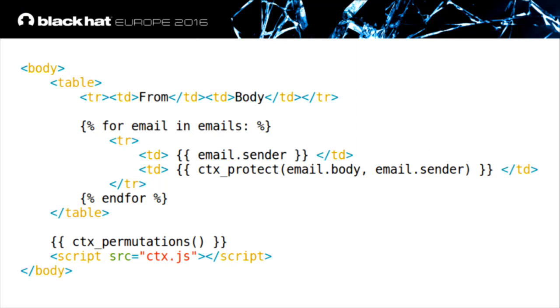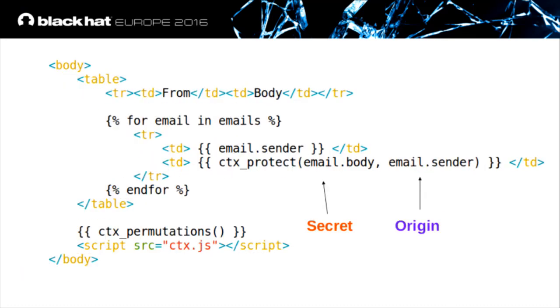Here is an example. This is a template, and we have a for loop for emails. What we want to show is a table: the sender of the email and then the body. What the developer has to do so as to CTX protect the sensitive part of the response, which is the email body, is use the CTX protect tag, and we use email, email body and email sender. Email body is our secret, and email sender is our origin.